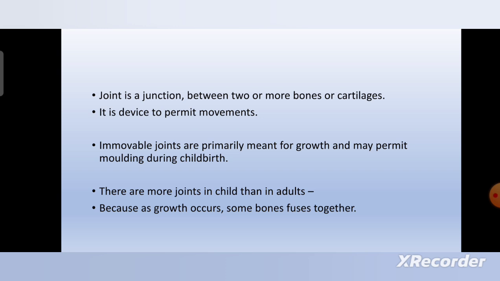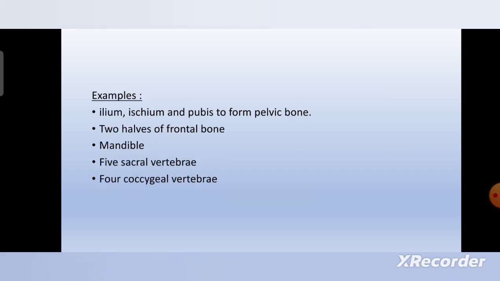And there are more joints present in the child as compared to adults, because as growth occurs, some bones fuse together. And these are the examples of the bones that become fused. For example, first is ilium, ischium and pubis fuse and form a pelvic bone. Two halves of the frontal bone, mandible, five sacral vertebrae, four coccygeal vertebrae.